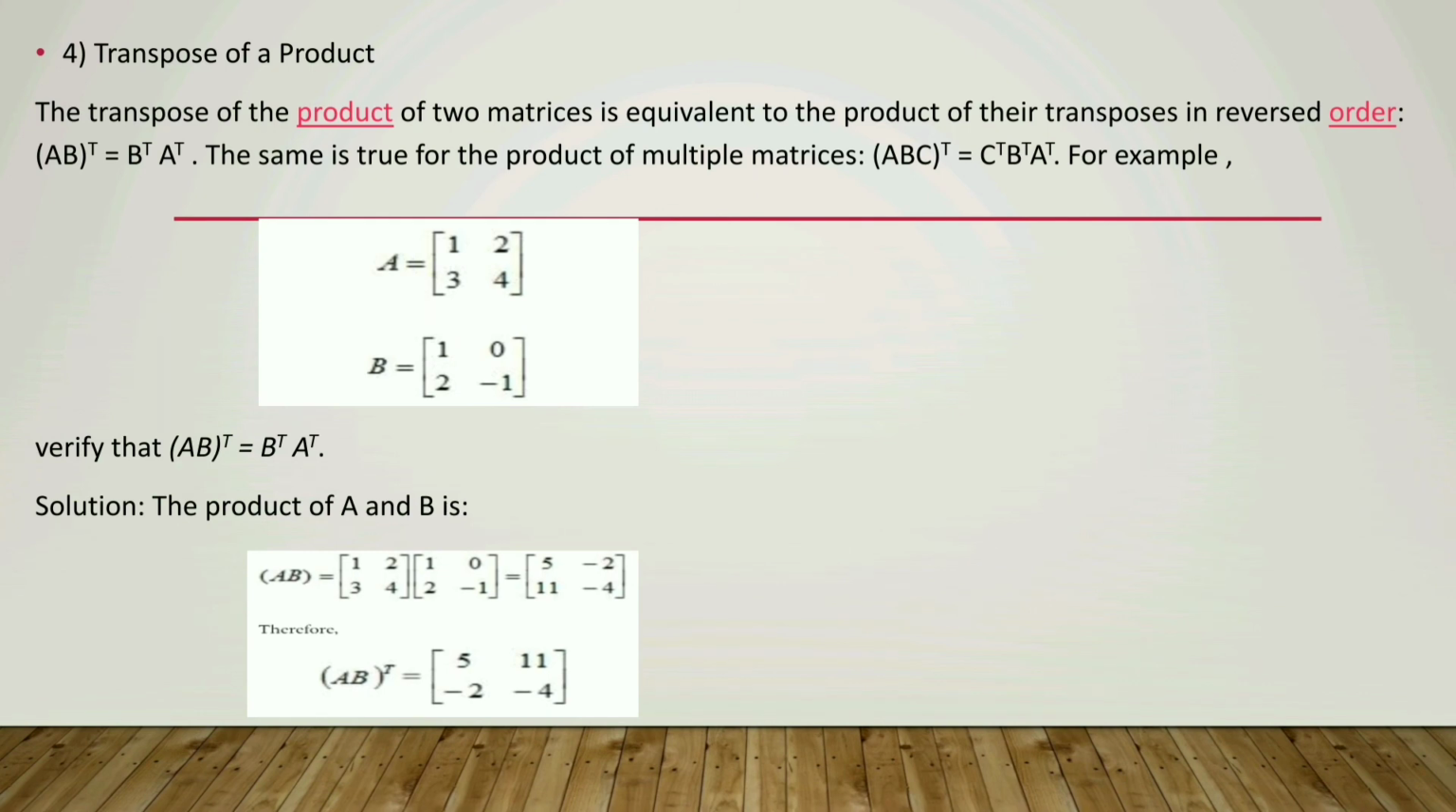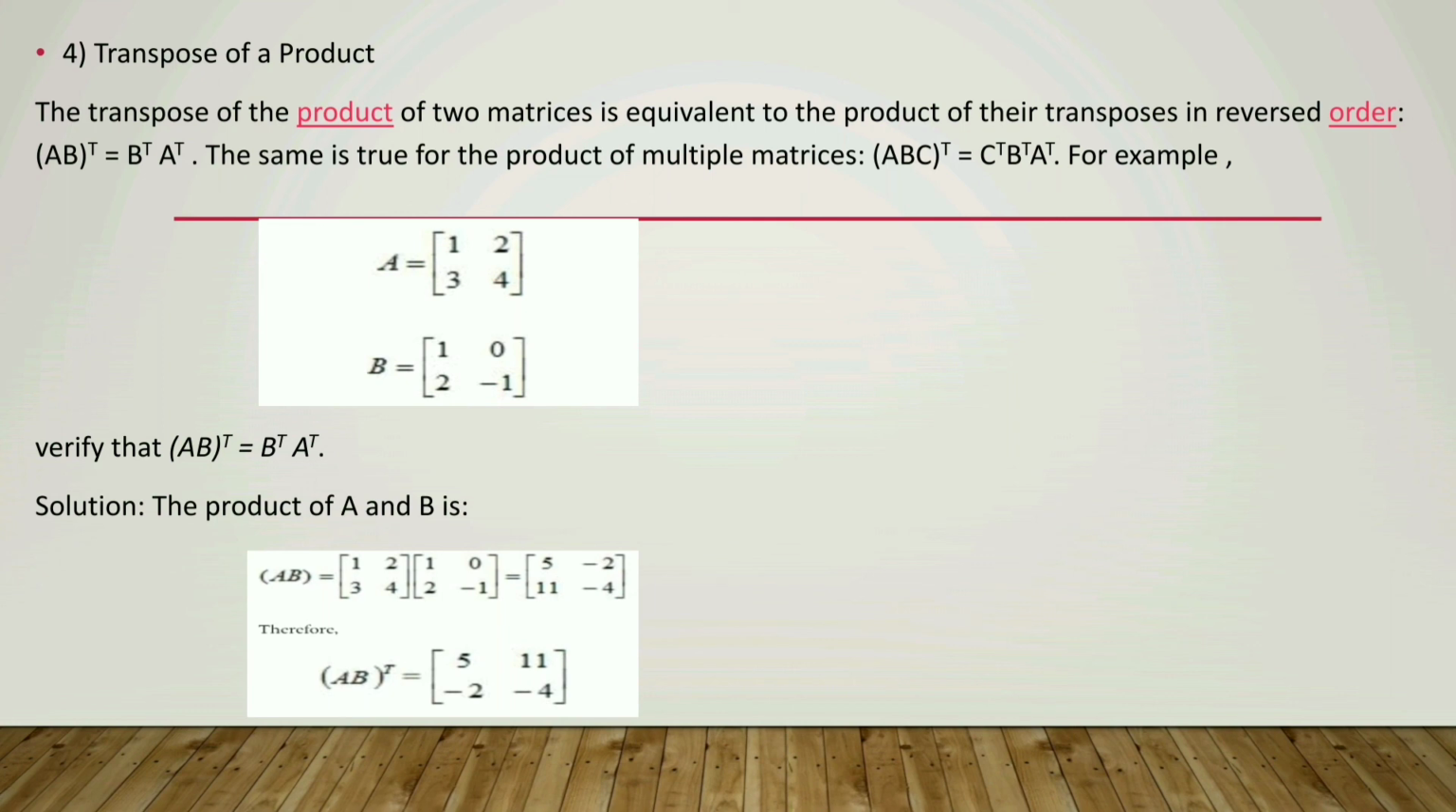Now, the last property is transpose of a product. The transpose of the product of two matrices is equivalent to the product of their transposes in reversed order. (AB) the whole transpose equals B transpose into A transpose. The same is true for the product of multiple matrices. That is, (A into B into C) the whole transpose equals C transpose into B transpose into A transpose.